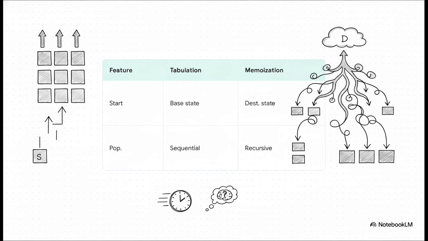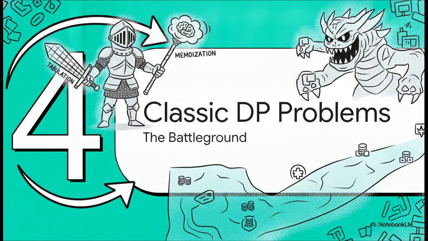Tabulation starts at the base state and populates via sequential table filling. Memoization, on the other hand, starts at the destination state and populates via recursive cache filling. Now, generally speaking, tabulation is faster in execution because it totally avoids the overhead of recursive call stacks. But memoization can sometimes be a lot more intuitive to write because you're just naturally tracing the logic of the problem straight downward.